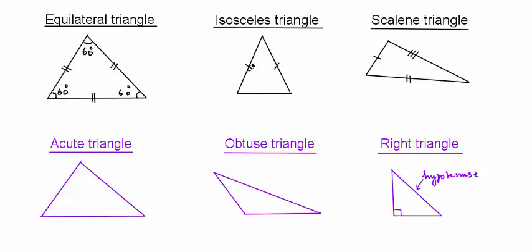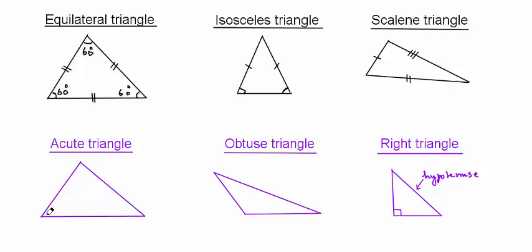In an isosceles triangle, the angles opposite the equal sides, so this angle is opposite to this side and this angle is opposite to this side, are also equal. And therefore, if you know one of them, you get to know the other one, and because the sum of the angles is 180, you can pretty much find the non-equal angle.